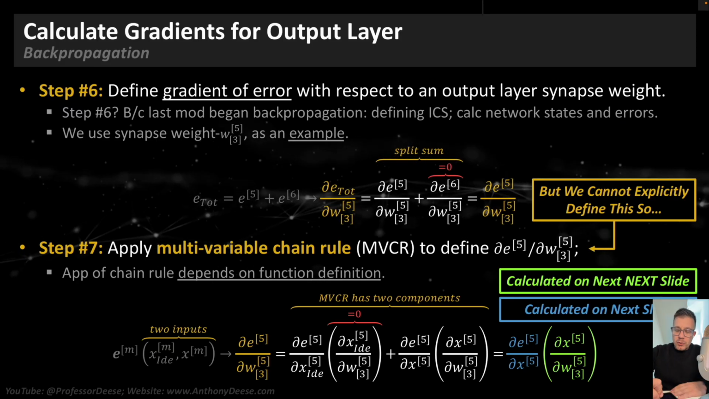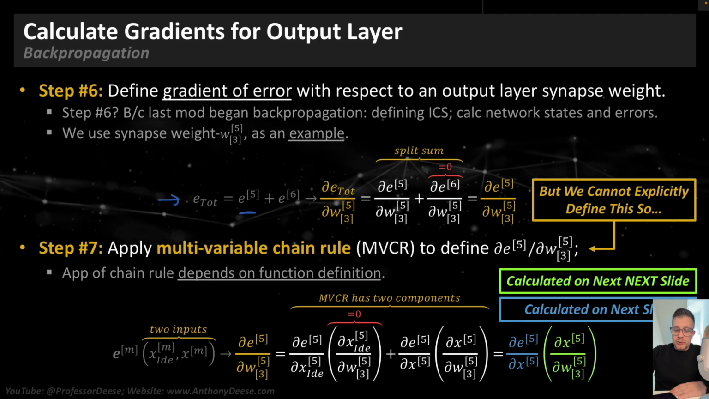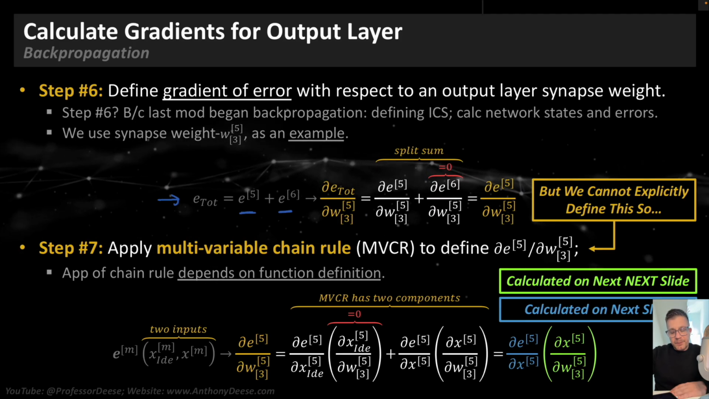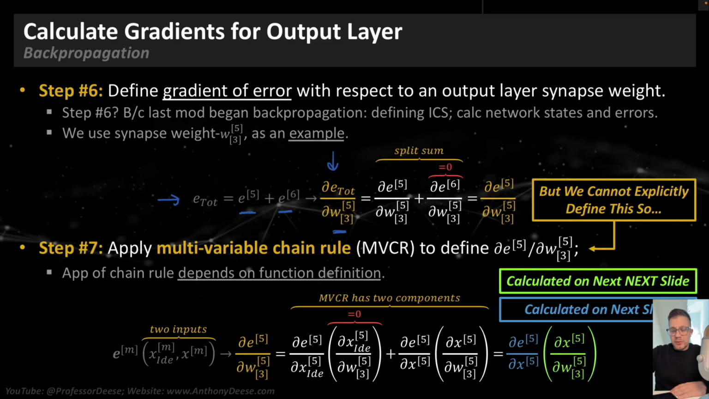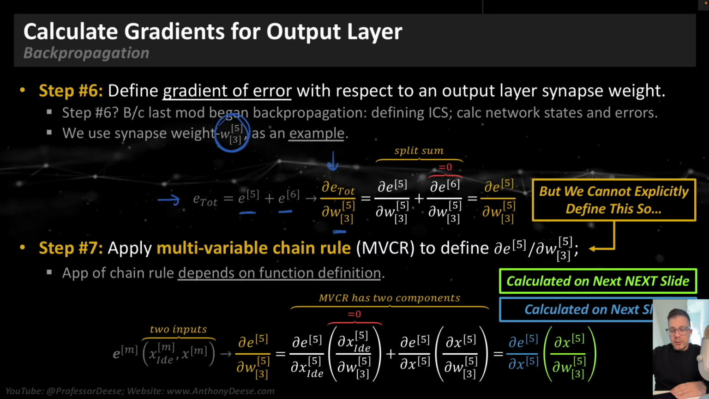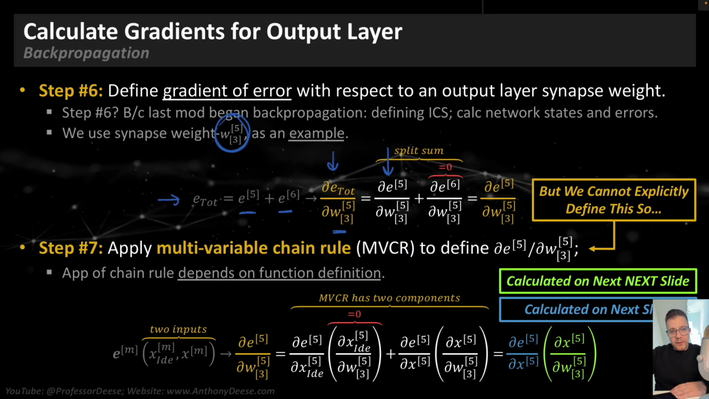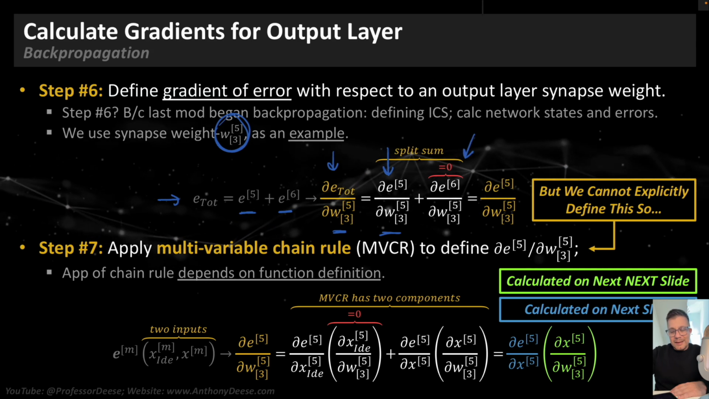We see that the total error is defined as the sum of 2 components, at least for our example, E superscript 5 and E superscript 6. Therefore, when we want to calculate the partial derivative of the total error with respect to a synapse weight, W35, we can apply that derivative individually to both of those additive components. We take the partial derivative of E5 with respect to W35, as well as the partial derivative of E6 with respect to W35.